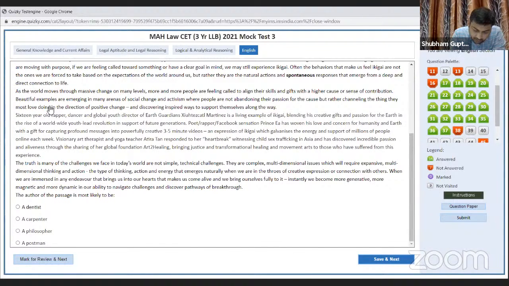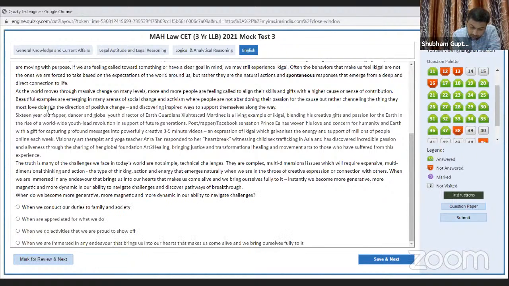The author of the passage is most likely. So the options are very good. If the options were a little difficult, I would have not been able to do this. But again, the options are very simple. Dentist, carpenter, and postman does not make sense at all. So it has to be a philosopher, no doubt at all.